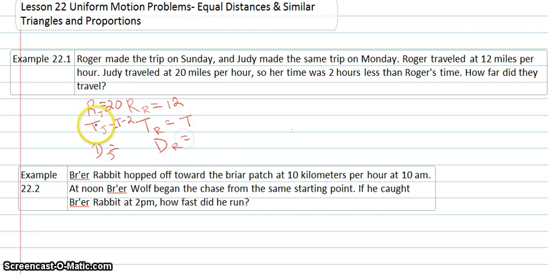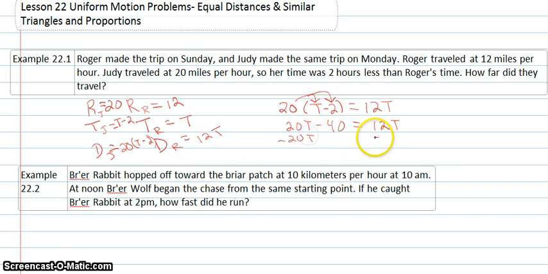And then distance is rate times time, so the distance for Judy is 20 times t minus 2, and the distance for Roger is 12 times t. Now because this is the same trip, they are the same distance, so we just need to set them equal to each other. So 20 times t minus 2 equals 12t. I would distribute: 20t minus 40 equals 12t, then subtract 20t on both sides. So negative 40 equals negative 8t, and divide both sides by negative 8.